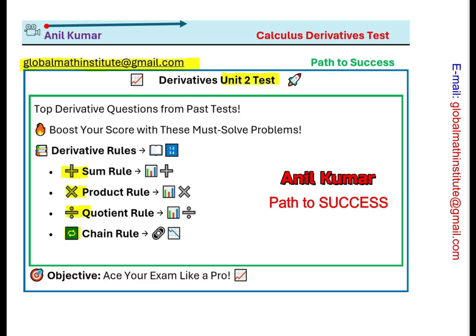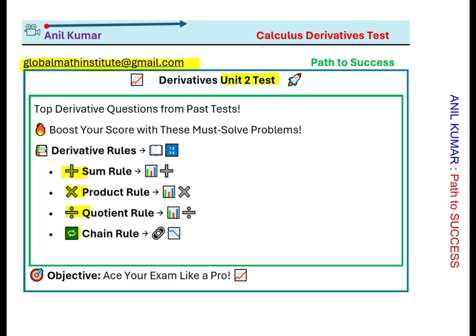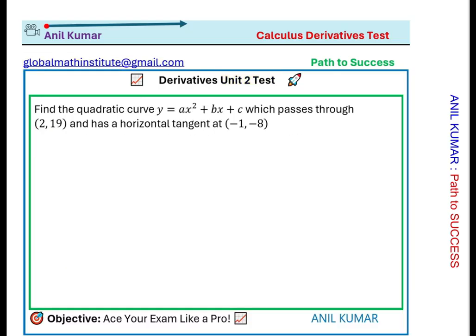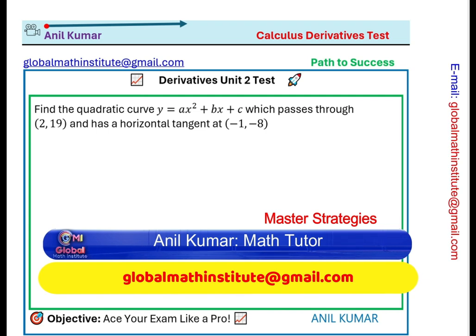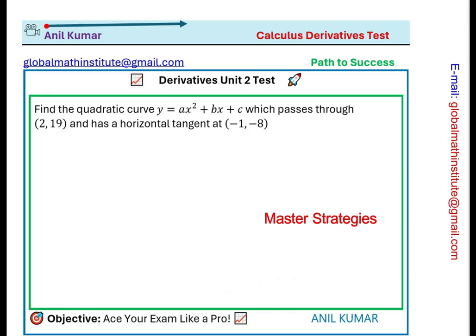In this particular section, I'm going to share with you a very beautiful question, which is seemingly simple, from this list of 10: find the quadratic curve y equals ax square plus bx plus c, which passes through 2, 19 and has a horizontal tangent at minus 1, minus 8. Now remember, in this particular function, we are given three unknowns a, b, and c. And if you really want to find exact values of these three unknowns, you should have three equations. So look for the three equations which you can create.